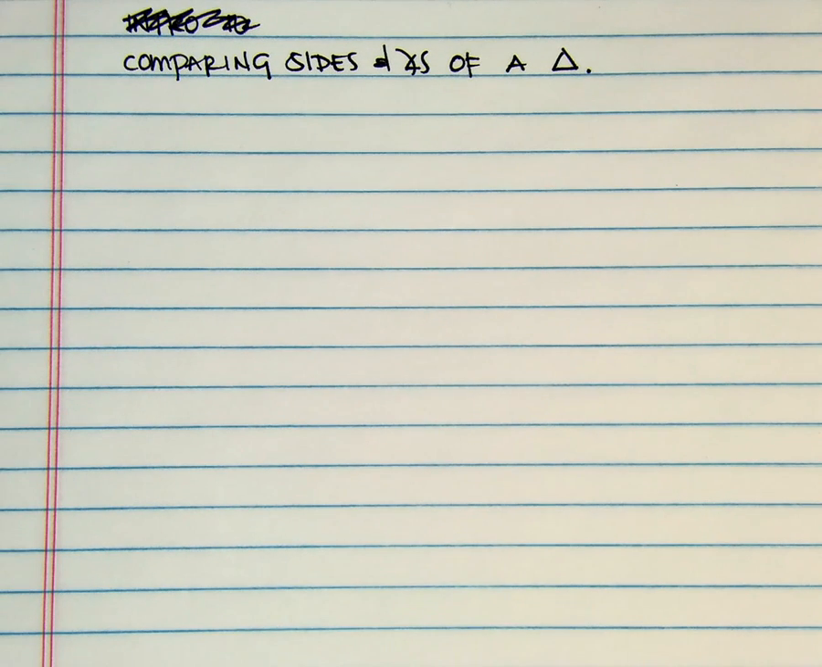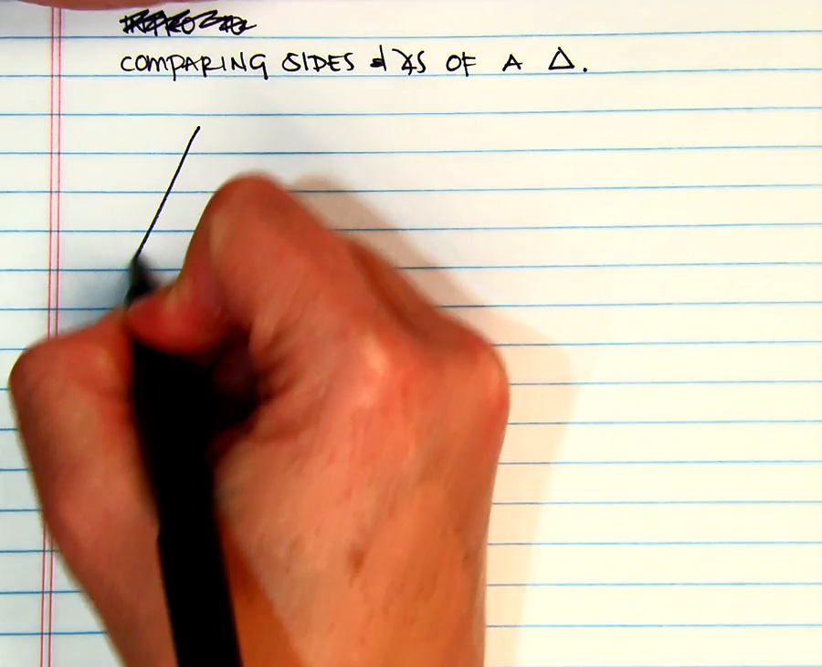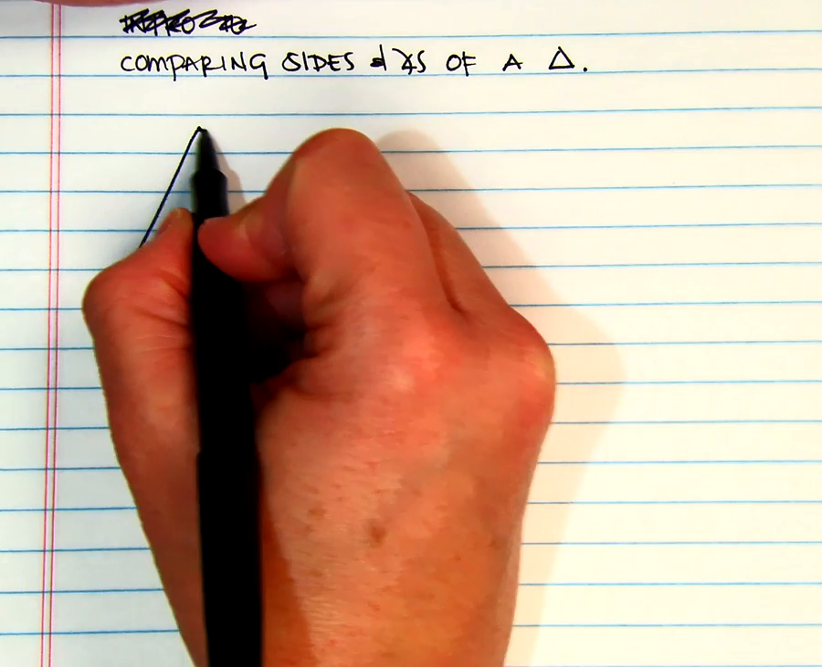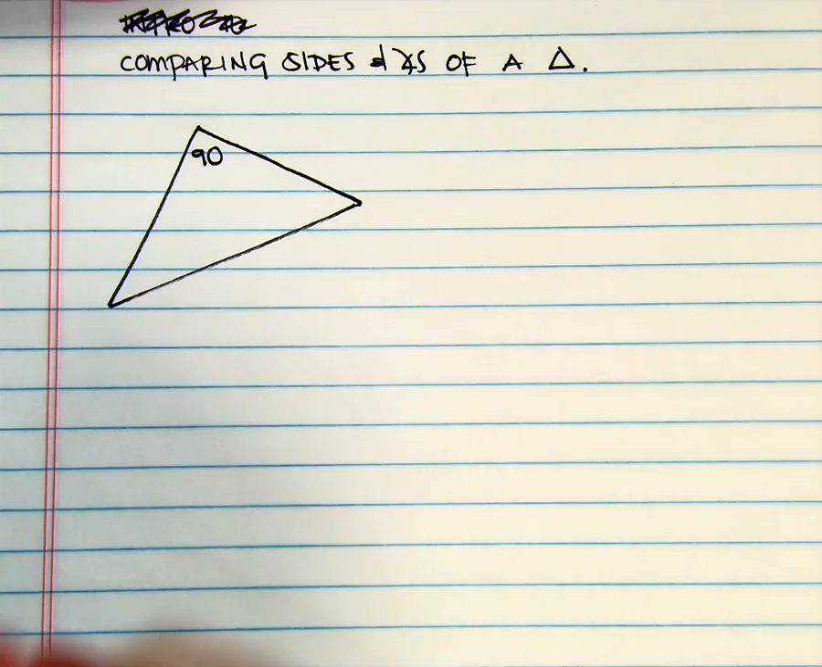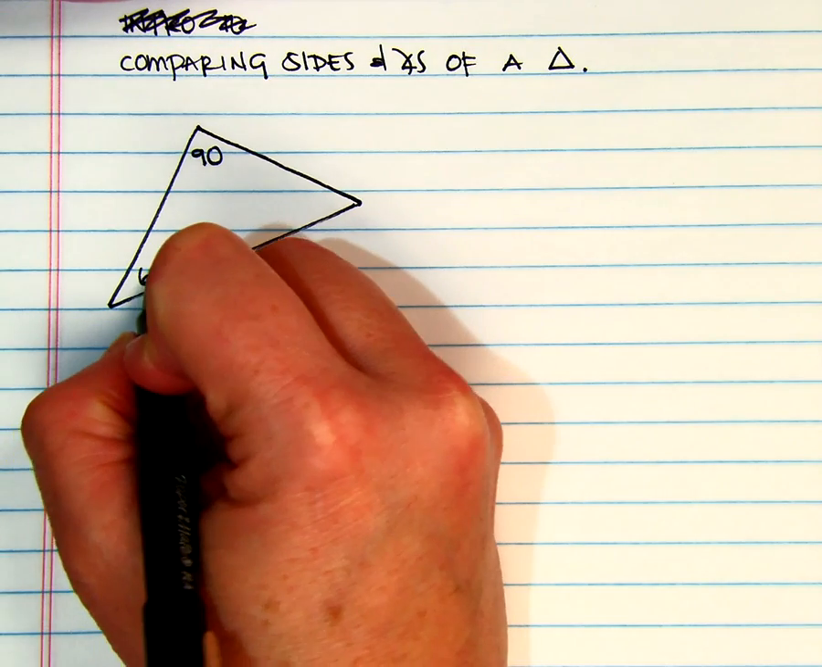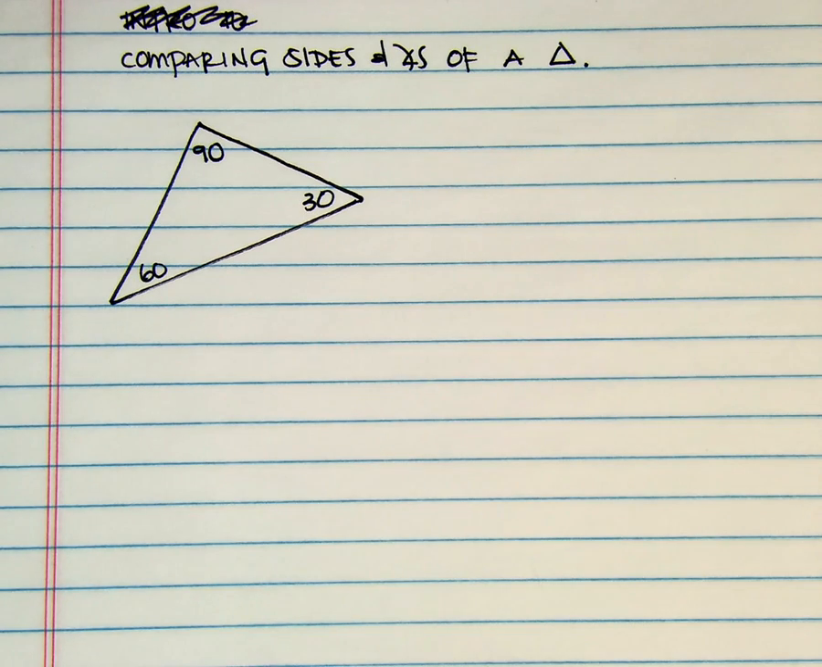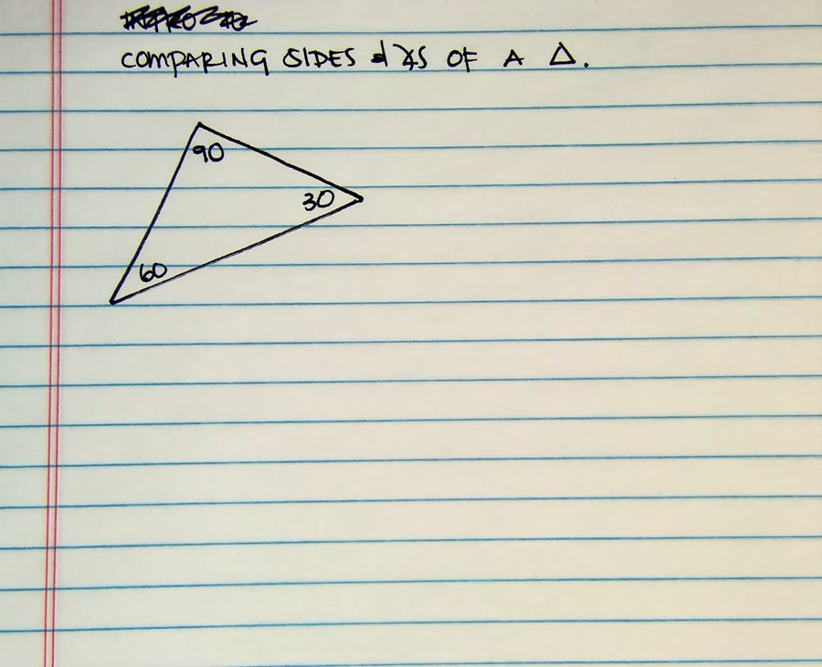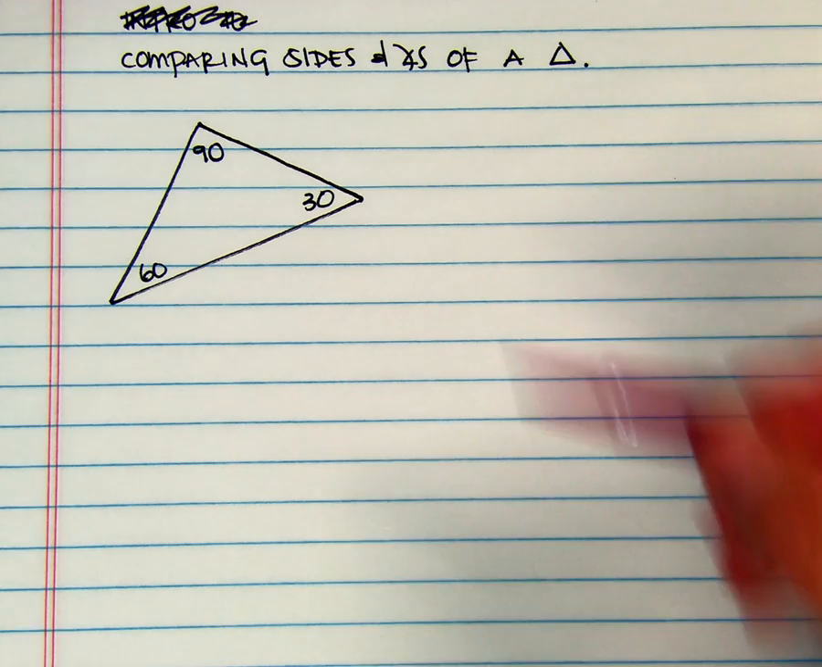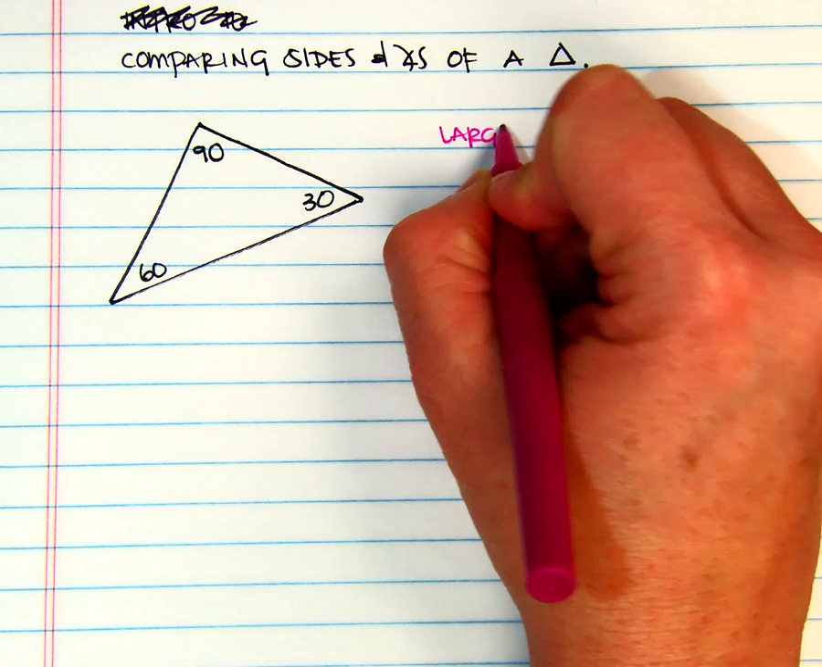Okay, so we are going to be comparing sides and angles of a triangle. So what we know about a triangle, let's say that this is 90 degrees, this is 60 degrees, and this is 30 degrees. We know that all three angles have to equal 180.